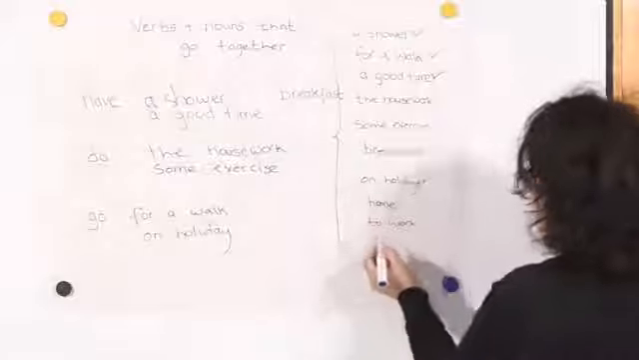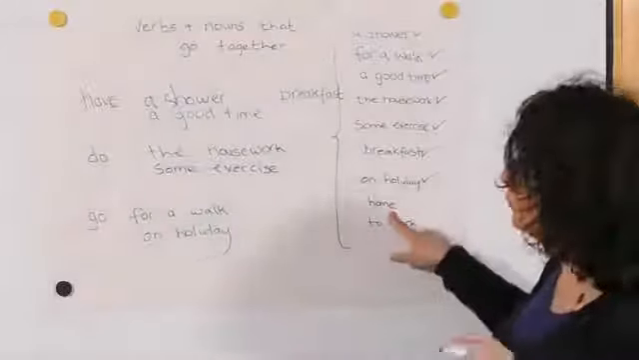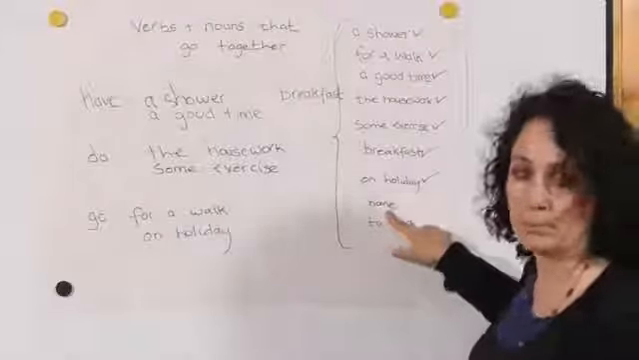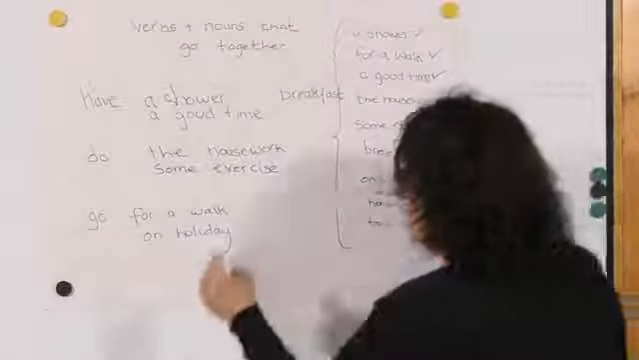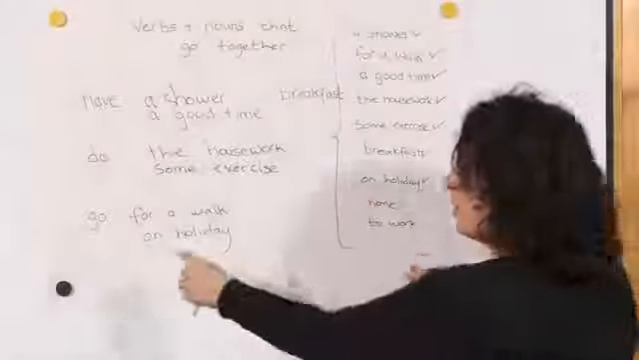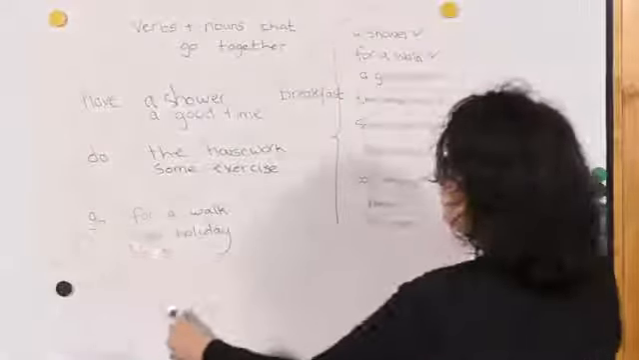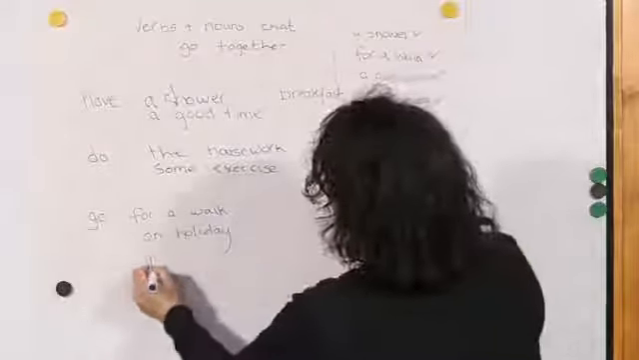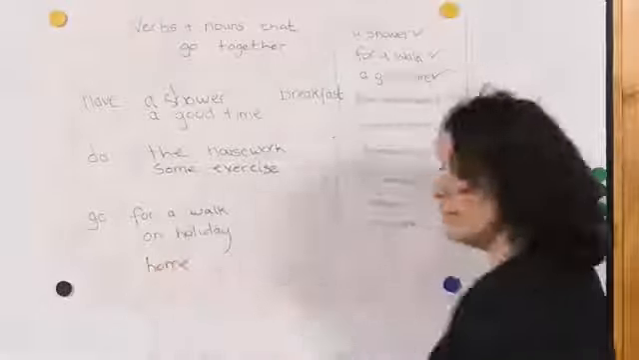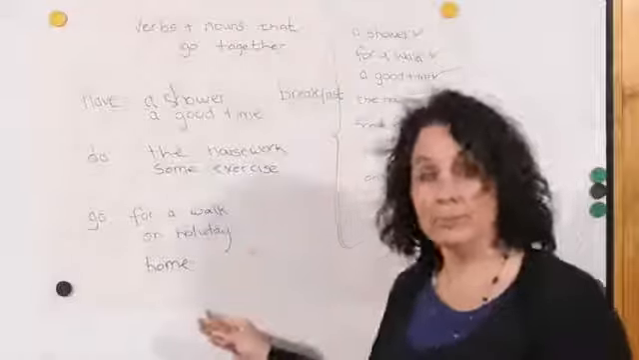Okay, so next one, home. Do we say have home, do home, go home? Yes, we say go home, not go to home, go home. These are expressions together, words that go together. Okay, so we say go home. And again, in the past, we would say went home.